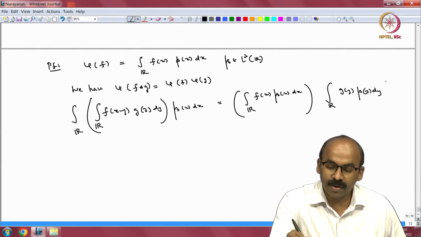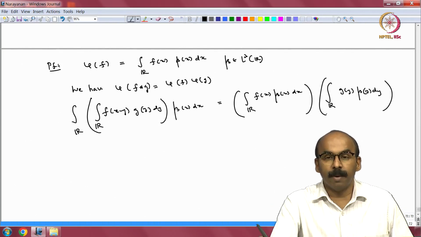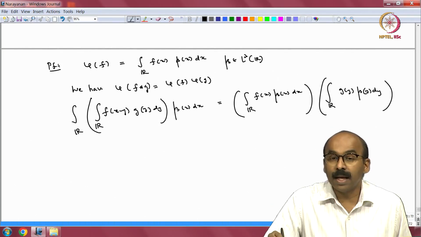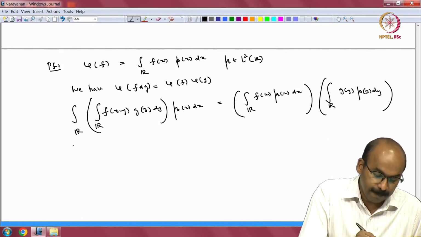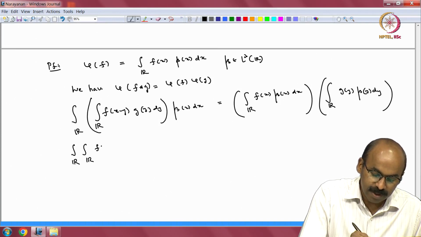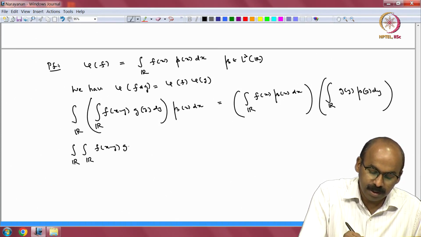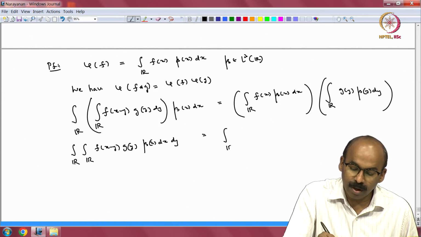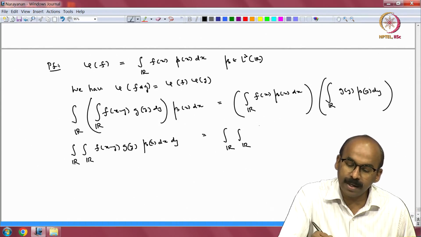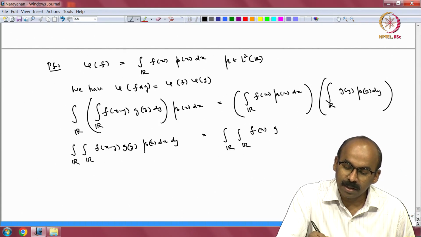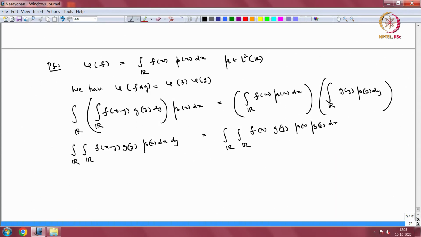So, I write x and y so that it is easy to identify what is happening. I can write both as double integrals using Fubini's theorem. Let me write one more step: the integral of f of x minus y, g of y, beta x dx dy, equals the integral over R, integral over R. I combine these two, and I have f of x, g of y, beta x, beta y dx dy.